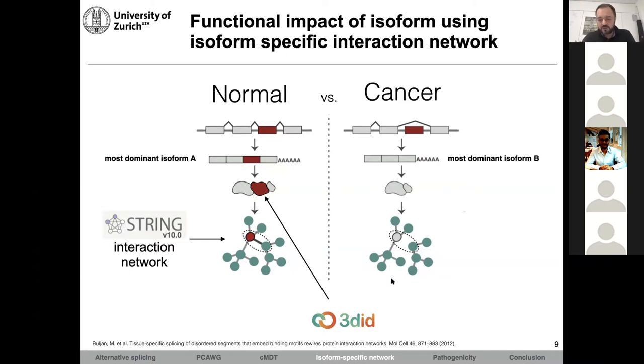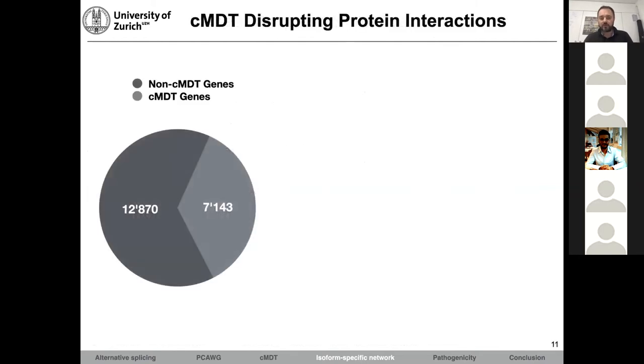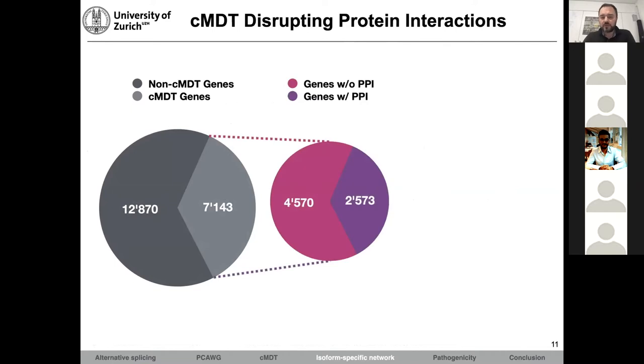This isoform-specific interaction network was used to assess how extensive the interaction losses are with those cancer-specific most common transcripts, and whether those interaction losses are somehow pathogenic. To put the number of interaction losses in context, we observed 7,100 cancer-specific most common transcripts. From those 7,000 CMDTs, unfortunately, we don't have high quality domain-domain interaction information for most of them. For 2,500 of those genes, we indeed had high quality domain-domain interactions within the protein-protein interaction network.